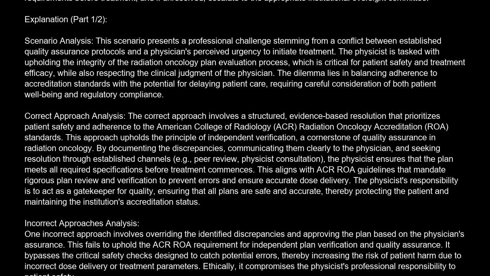The correct answer is D. Document the discrepancies, communicate them clearly to the physician with a request for revision to meet all QA requirements before treatment, and if unresolved, escalate to the appropriate institutional oversight committee.